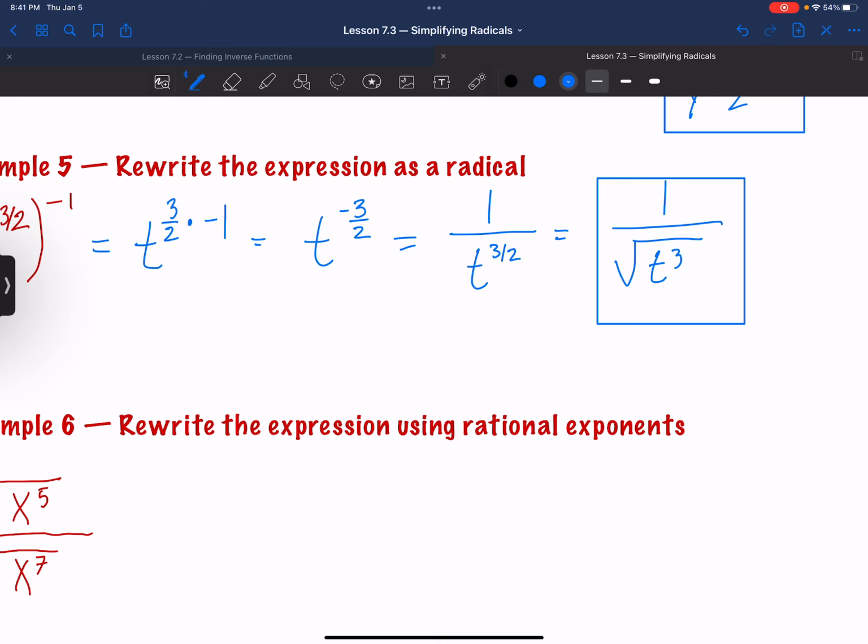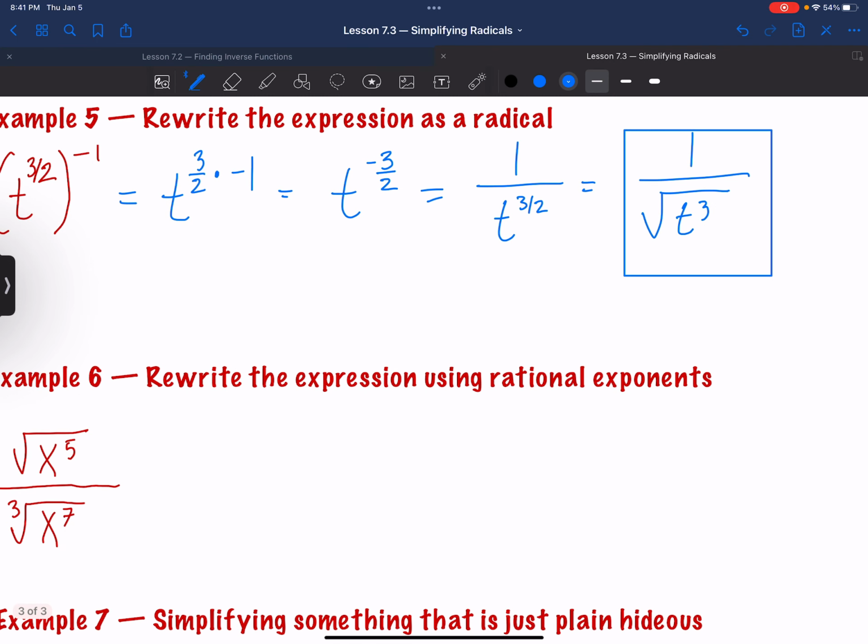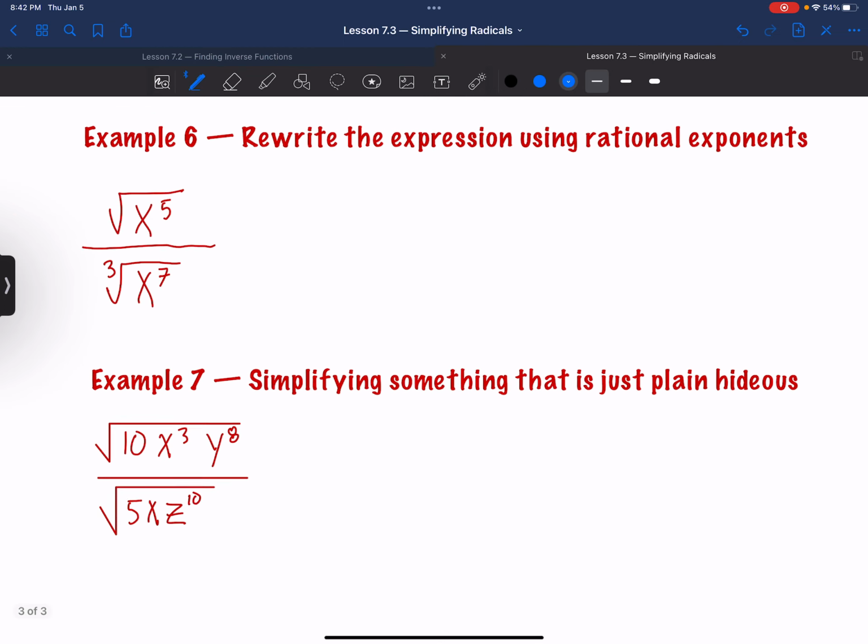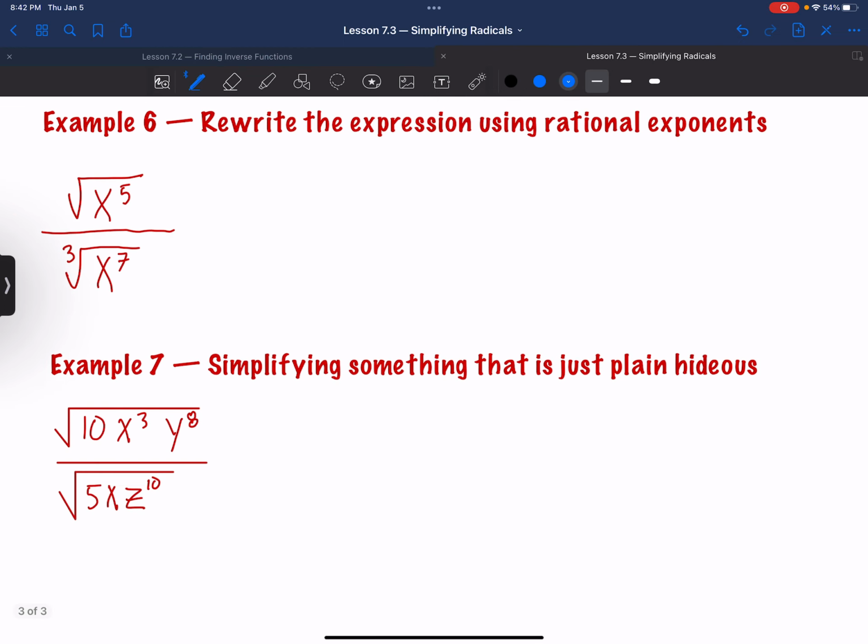Technically, this isn't simplified, but that's fine. It's okay. That's how it wanted us to write it. It's just a radical. I'm just saying this because you could probably simplify it, but I'm not going to talk about that right now, okay? It's fine. Example 6, rewrite the expression using rational exponents.